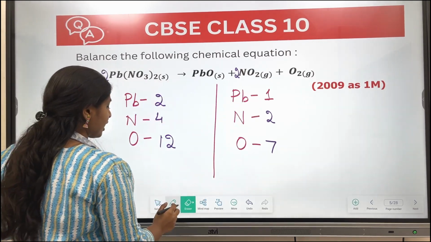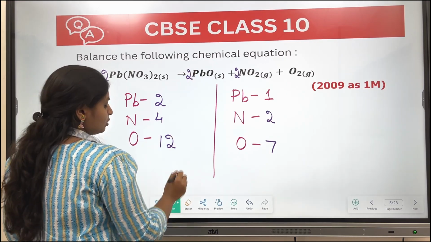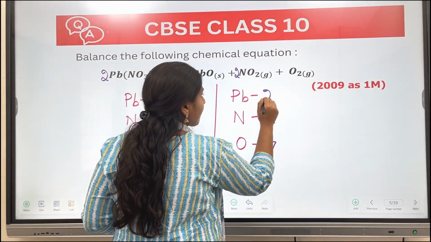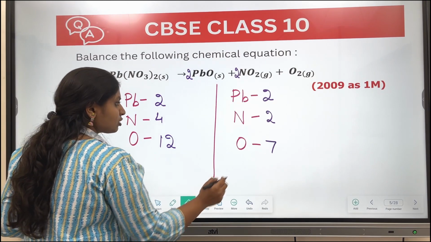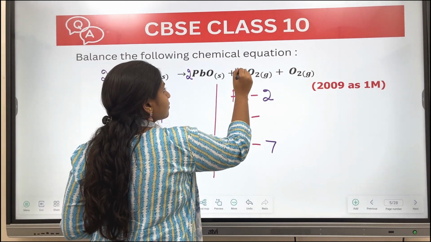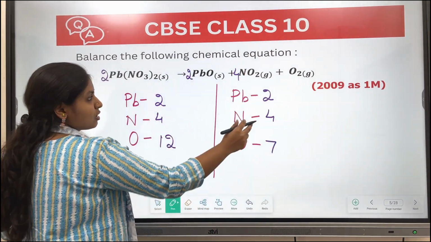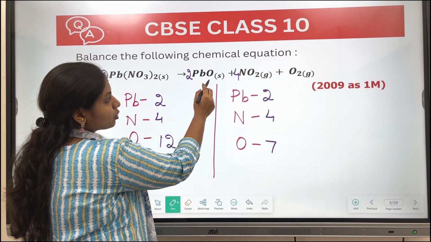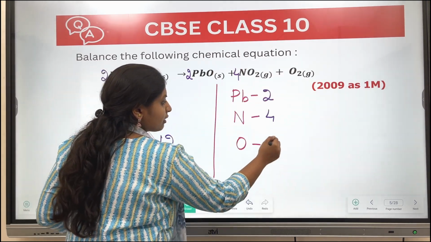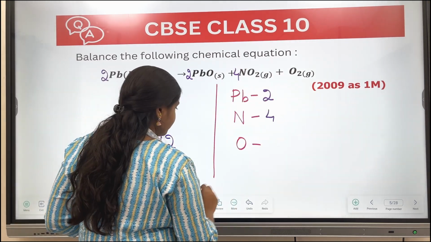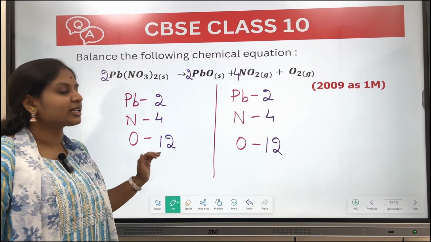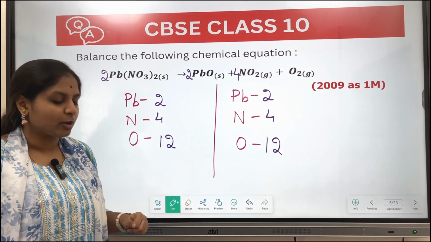Again, after multiplying this, always start balancing with the metal. So lead was only 1, we have to increase it, we will multiply it with 2. So the number of lead atoms became 2. Now nitrogen is 4, so we'll multiply 4 here. So even the number of nitrogen atoms became 4. Now let's count the oxygen. There are 2 here, 4 times 2, 8, 8 plus 2, 10, 10 plus 2, 12. You need not balance anything for oxygen because balancing lead and nitrogen balanced even the oxygen. The number of atoms on both reactant and product became equal.